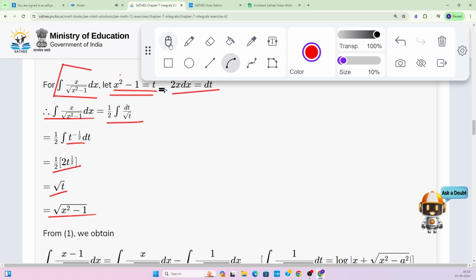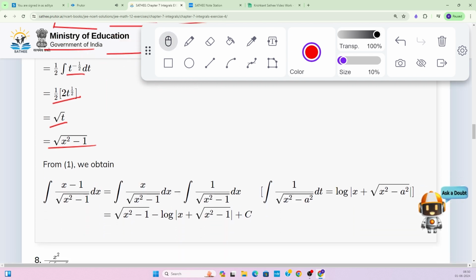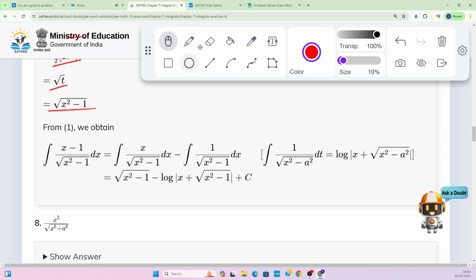Okay, now the second part. To evaluate the second part, we know the direct formula: the integration of 1 by root of x square minus a square is nothing but log of modulus of x plus root of x square minus a square. We will be using just this. So after using this, you will get your final answer as this.